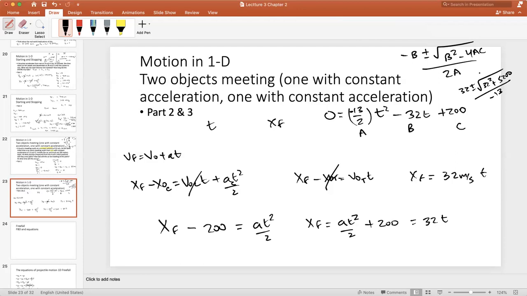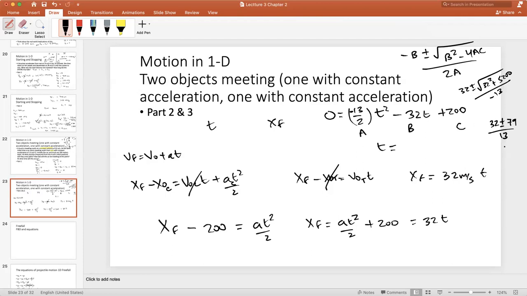What this turns out to be is 32 times 32 plus 5,200, which is 6,224. The square root of that answer is 79, basically. So this becomes 32 plus or minus 79 divided by 13. And remember, what this is going to give us is the time.